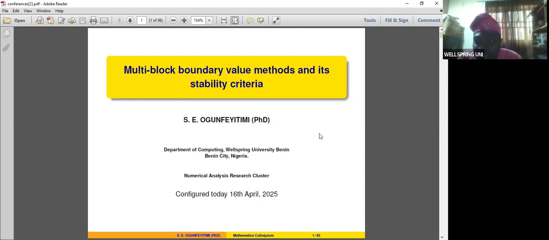Remember that if you want to implement an initial value method, you need initial conditions. Your initial conditions must be provided before you can solve an initial value problem. For the case of a boundary value problem, the initial and the final conditions must be provided. That's the difference between the two.